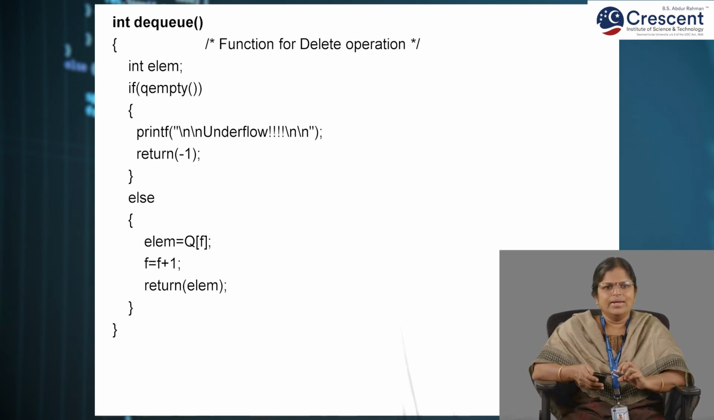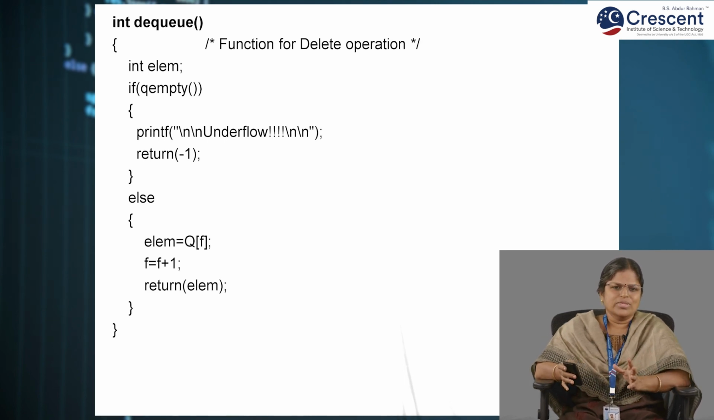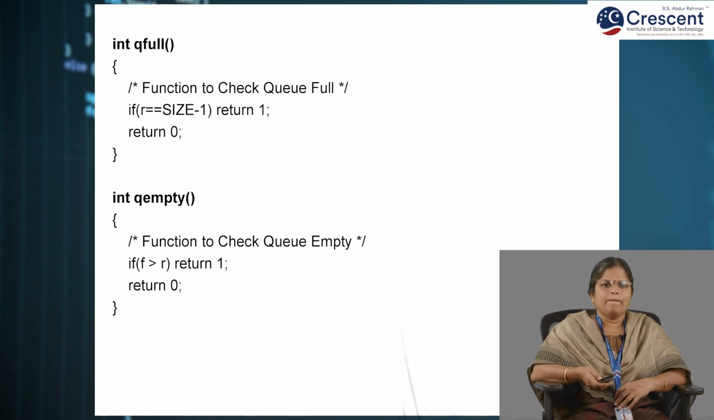So before deleting in DQ, you check whether the queue is empty or not. It's a very simple operation: check whether the queue is empty, and if it is not empty, you read the data and simply increment the front pointer by 1, because after removing, your queue now contains only 3 data, right? The second data becomes the first data now.